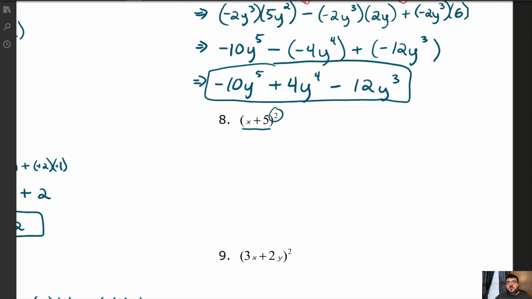Whenever you see something where you have a binomial squared right here, a lot of people think that you can just square each thing, like it's x squared and 5 squared. You know, like they think that. But actually, that's not true. You are going to be missing a middle term if you do it like this right here. So this is not equal to this.